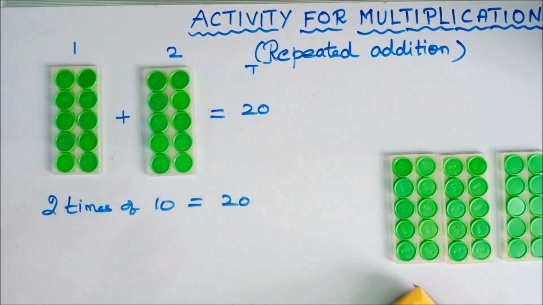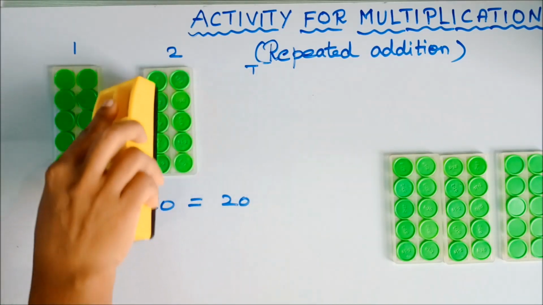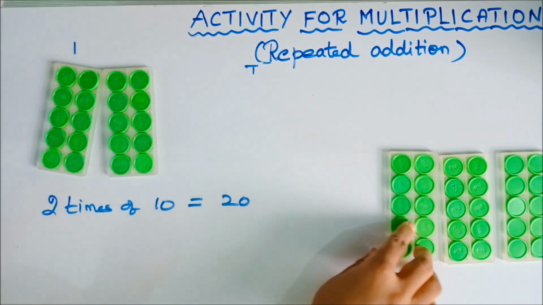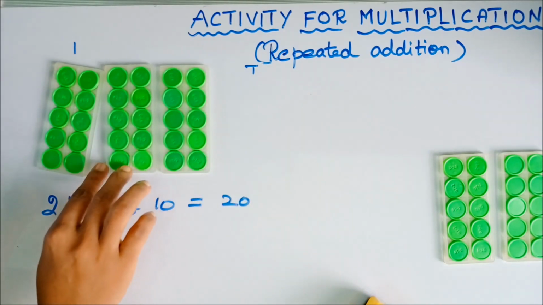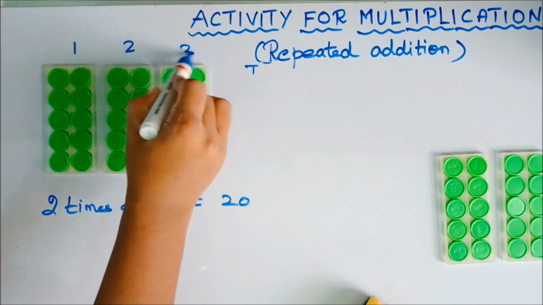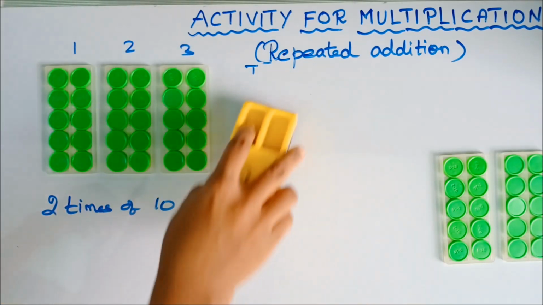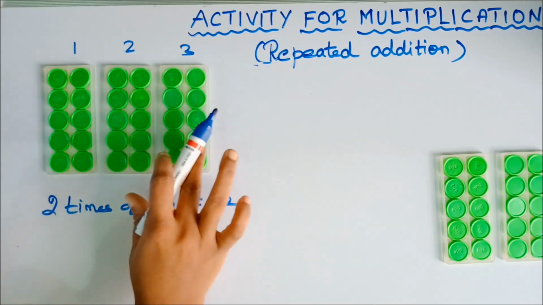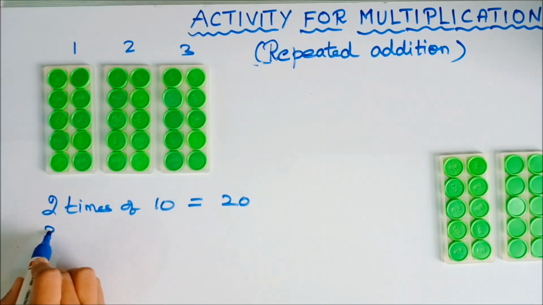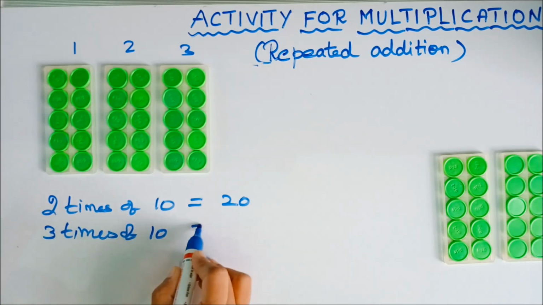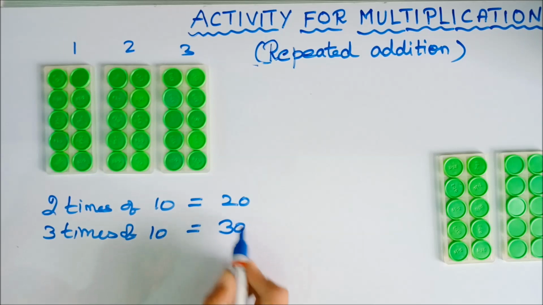Do you understand? Now I am going to add one more set. Okay, so I am adding one more set of 10 coins. So now we have 3 sets. 1, 2, 3 sets. Now how many coins do we have in total? 10, 20, 30. That is, if you add 3 times of 10, you get the answer 30.